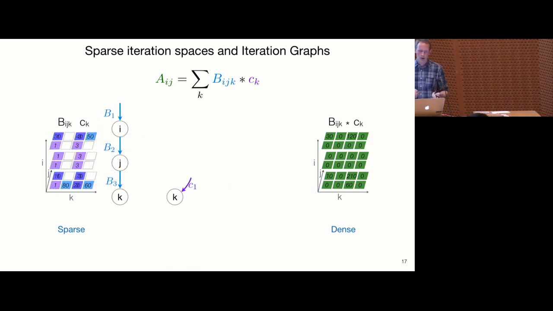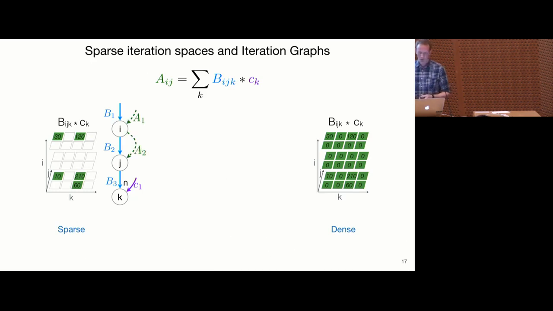I can then put together these sparse iteration spaces, and I also put together these iteration graphs, which are these dependency chains. Next, we have to iterate over the intersection of B and C, which is two sparse things. So we have to iterate over the intersection of two sparse data structures. It's the intersection because multiplying anything by zero gives you a zero, so you don't have to do any work if you're multiplying by something that's not there.